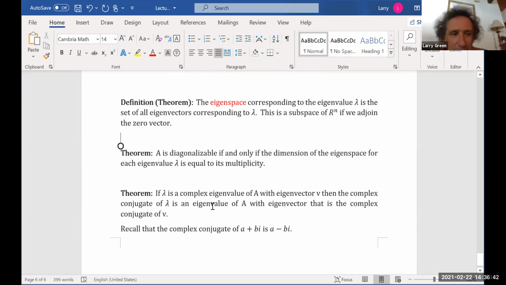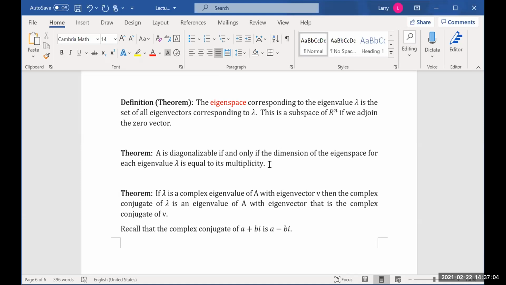Okay, so here comes a big theorem. A is diagonalizable if and only if the dimension of the eigenspace for each eigenvalue lambda is equal to its multiplicity. Why is that true? Multiplicity, what's that mean again?